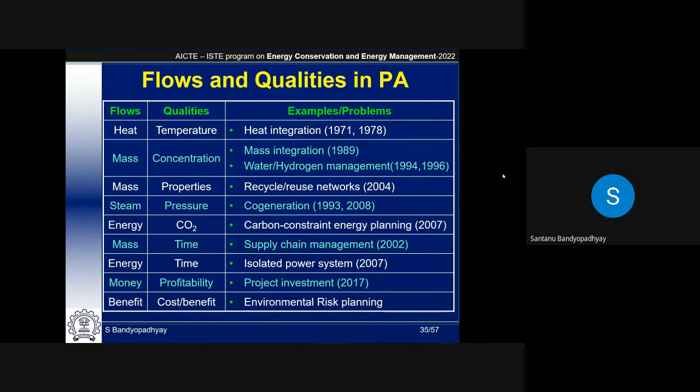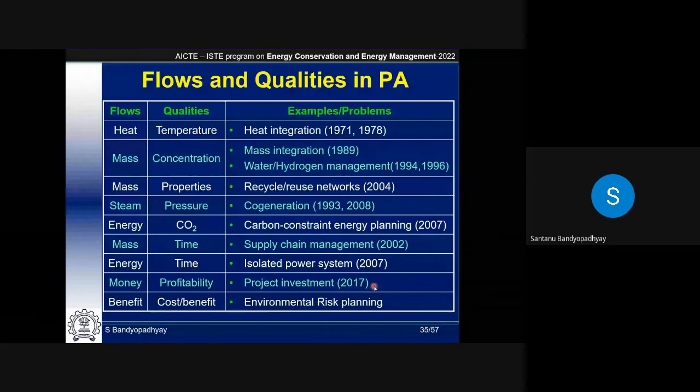So if we are talking about heat and temperature, we are basically talking about heat integration. If you are talking about mass and concentration, we can talk about mass integration, water network, hydrogen network, mass and properties, recycle network, steam and pressure, cogeneration, or we can say energy and CO2, carbon constrained energy sector planning. Okay, and so many of them. Even we can talk about environmental risk, project investment, and these are the years when the first paper came. So you can say 78, 89. Some of them are 2008, 2007. Even project management came in 2017. So there are a lot of applications evolving over time.